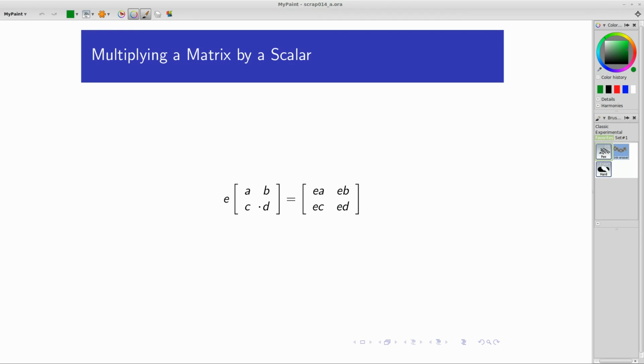Scalar multiplication, right? So if we have a number, this isn't a matrix, it's not a vector, it's just a number. We'll call that a scalar. I can multiply a scalar times a matrix, and it's this element-wise multiplication. So every value in the matrix is multiplied by e in this example.